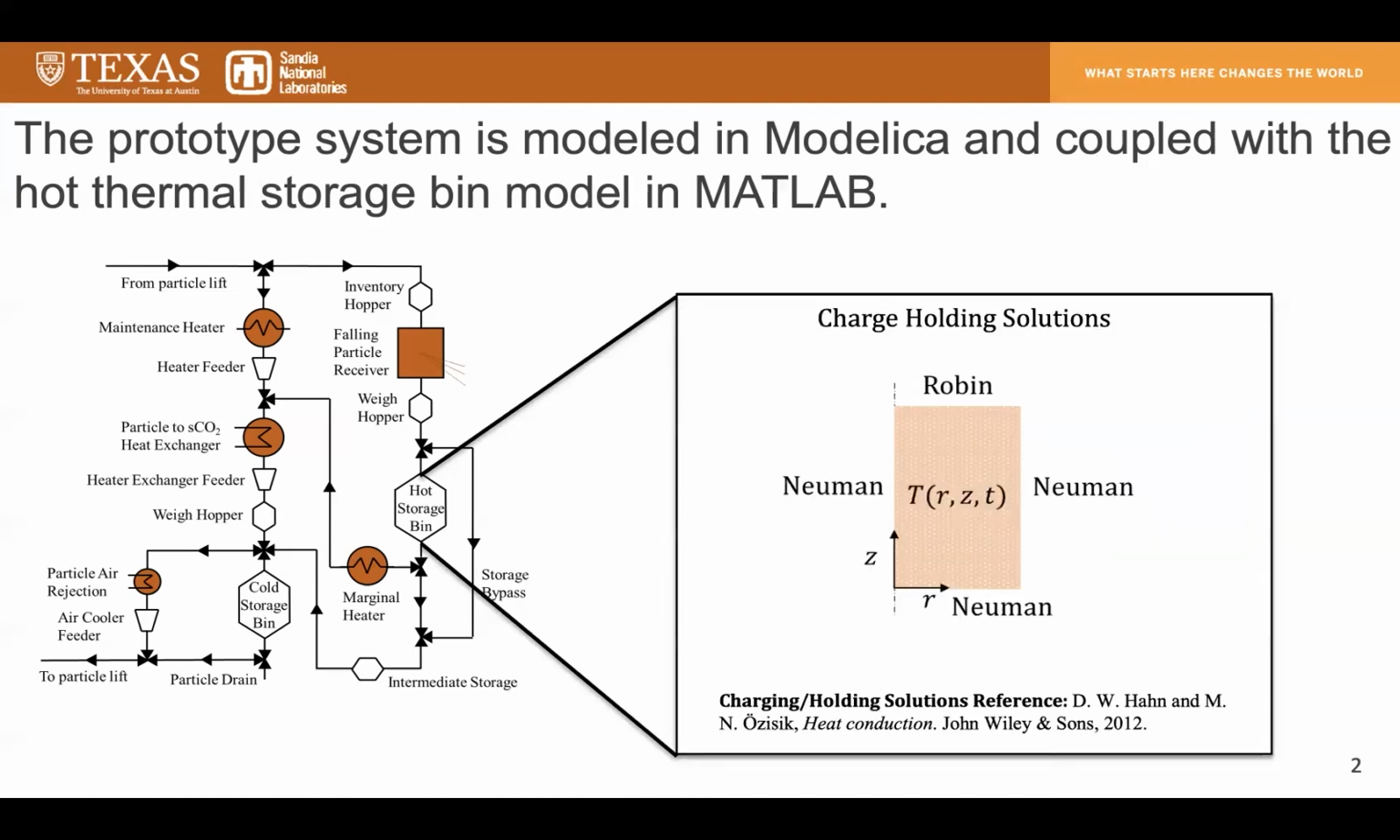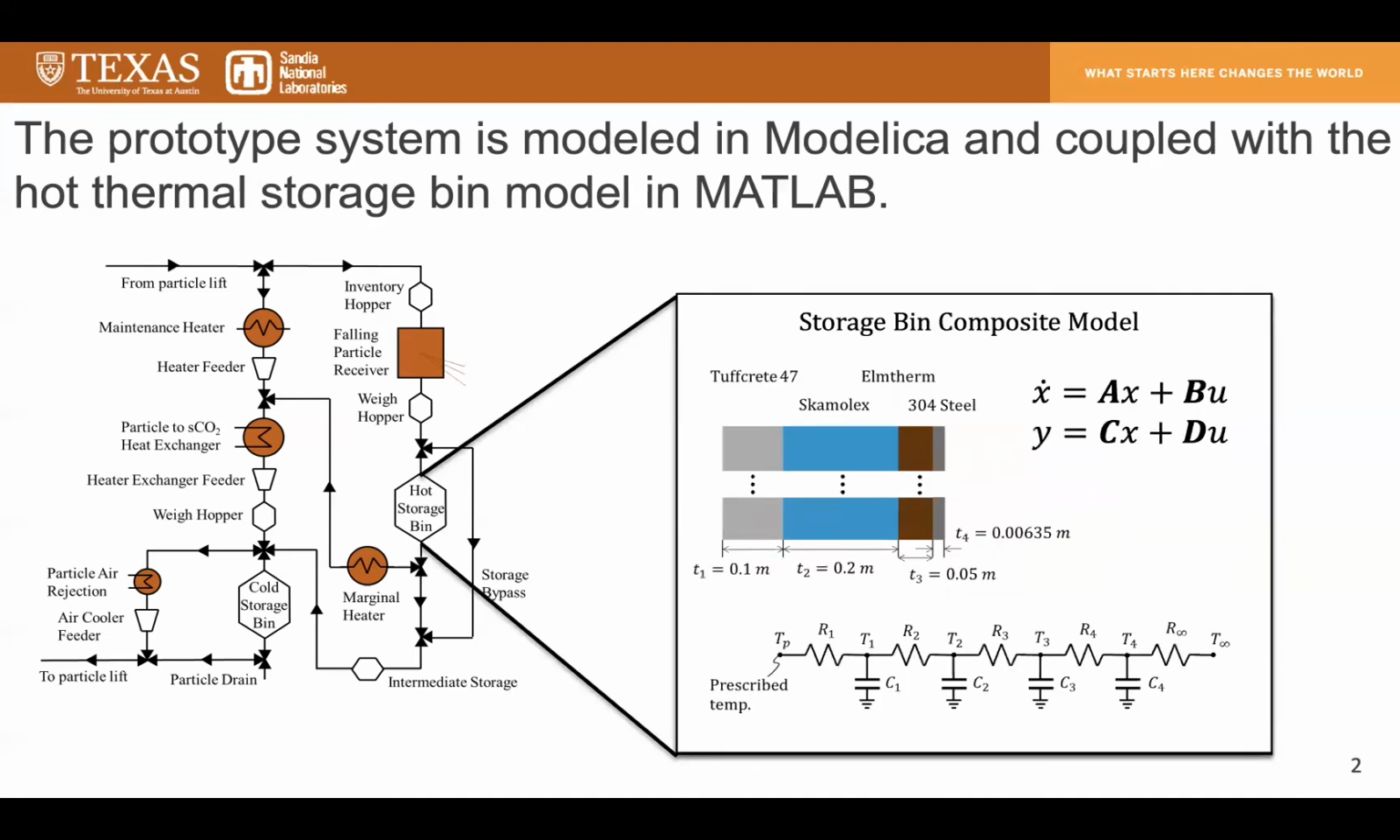Okay, for the charging and holding solutions, we've essentially come up with a way to model this using Neumann boundary conditions. The center line, of course, is just a zero flux, and then Robin at the top. So we have convective and radiative heat transfer to the surroundings and the air inside of the bin there. And solutions can be reduced to standard solutions that were developed and published a long time ago. We also need to consider the composite wall and how that's being charged and allowing heat to pass through it.